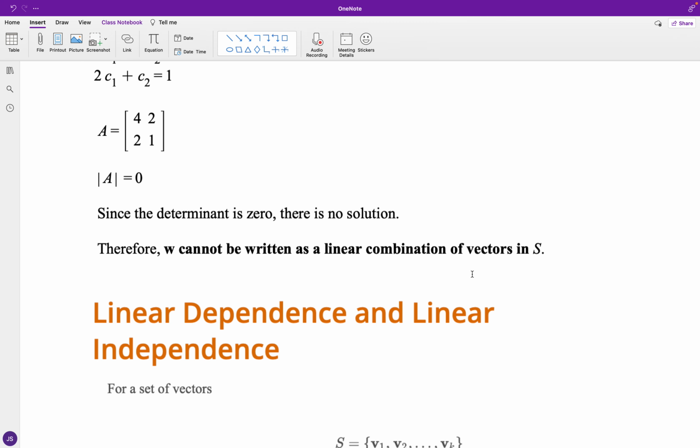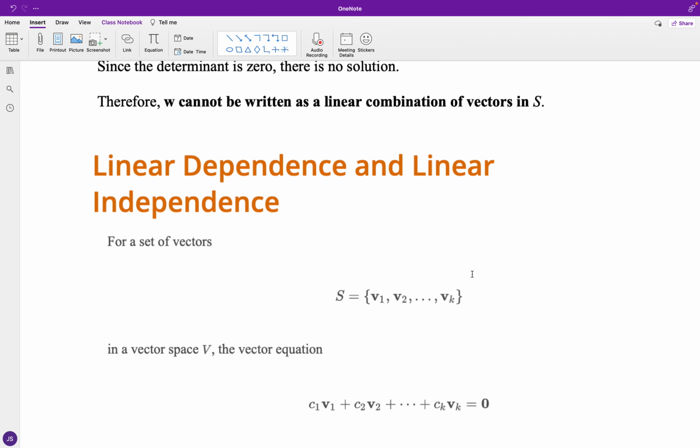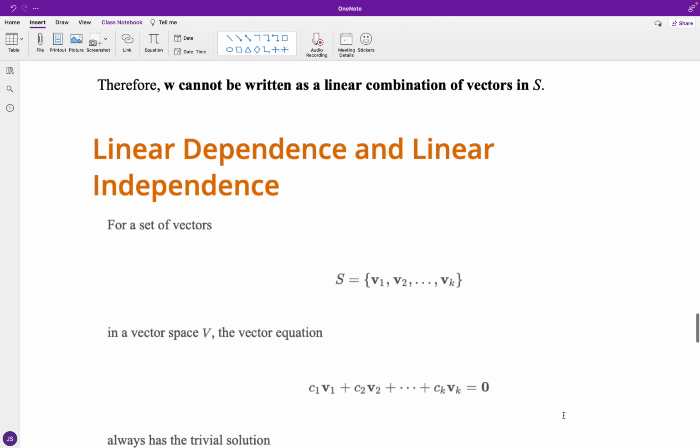Now, regarding linear dependence and linear independence, say we have a set of vectors S consisting of v₁, v₂, all the way out to v_k in a vector space V. The vector equation involving the scalars becomes c₁v₁ plus c₂v₂, all the way out to c_kv_k is equal to 0.